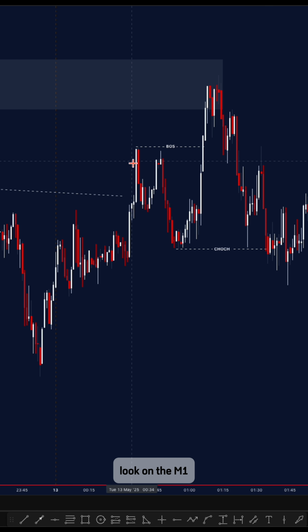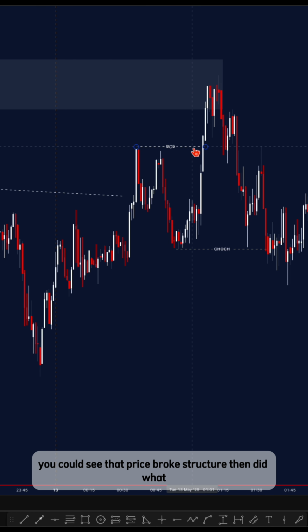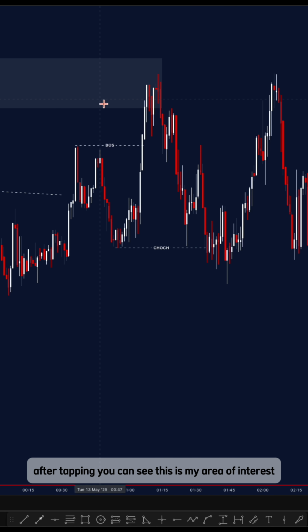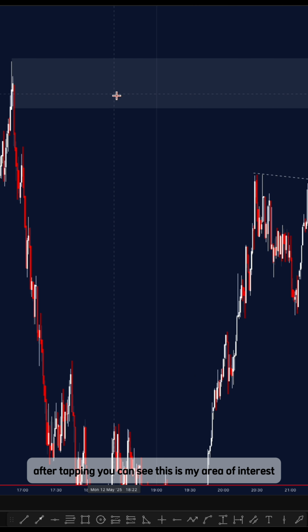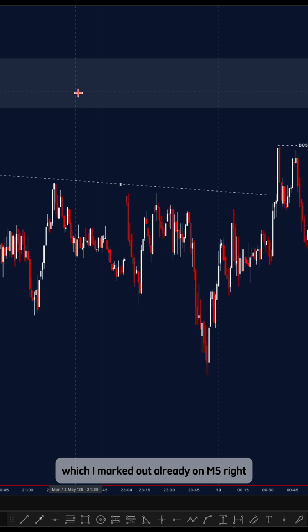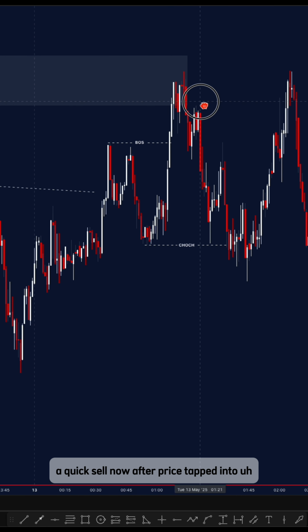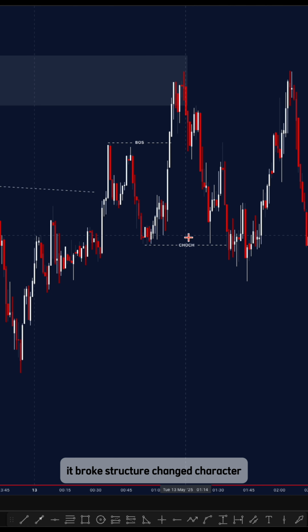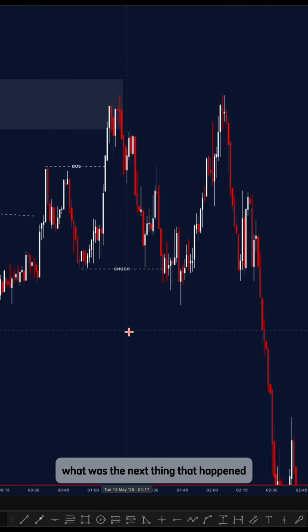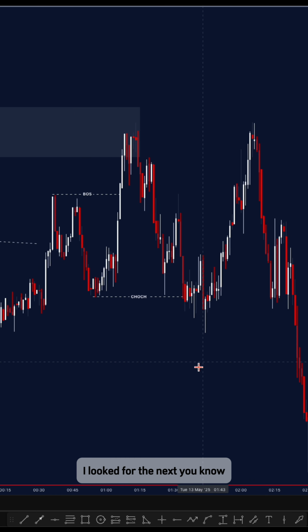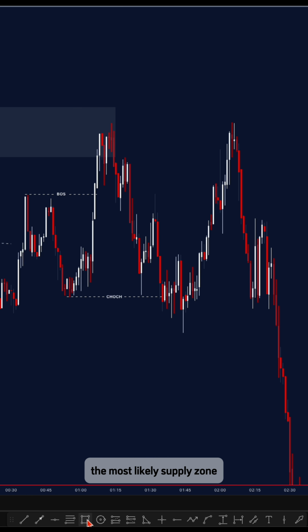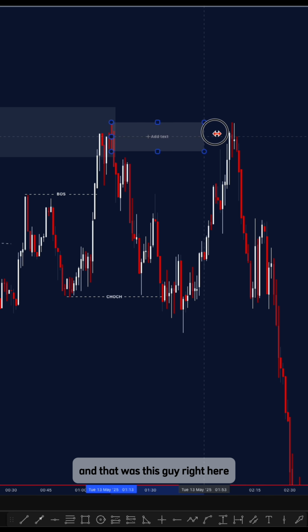Now, look, on the M1, you could see that price broke structure, then did what? After tapping, you can see this is my area of interest, which I marked out already on M5. And I'm looking for a quick sell. After price tapped in, broke structure, and changed character, what was the next thing that happened? I looked for the most likely supply zone that M1 could tap into to take a sell, and that was this one right here.